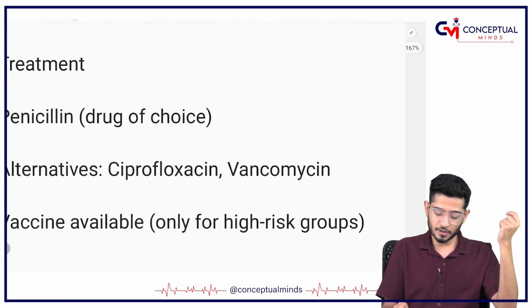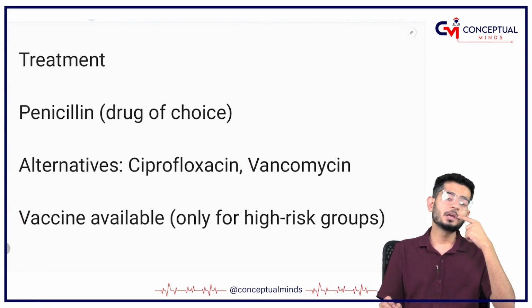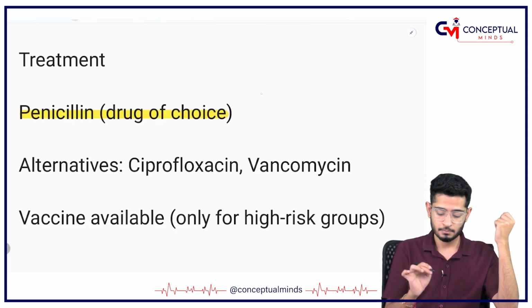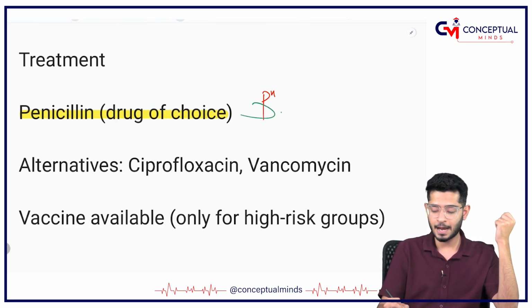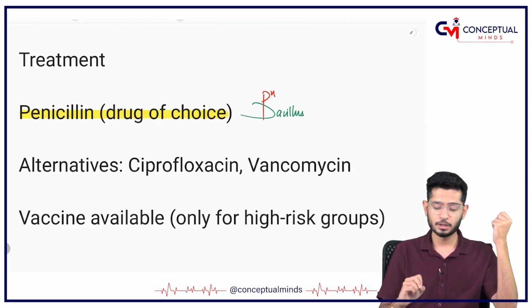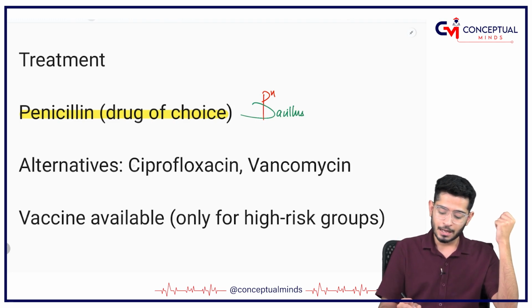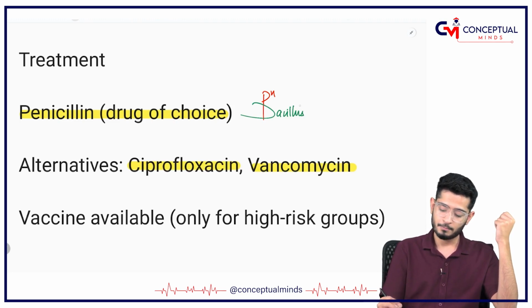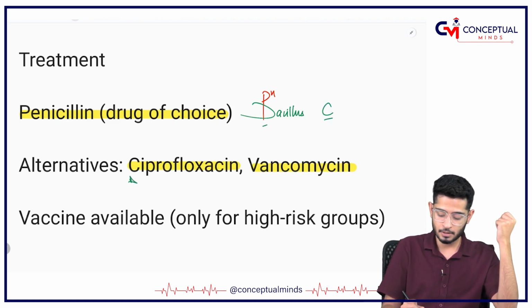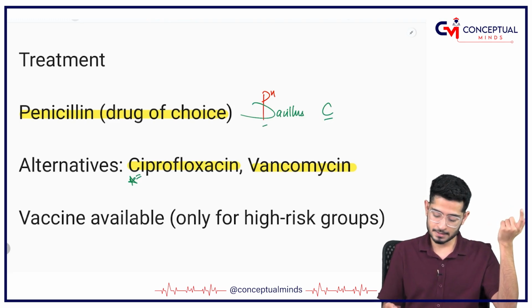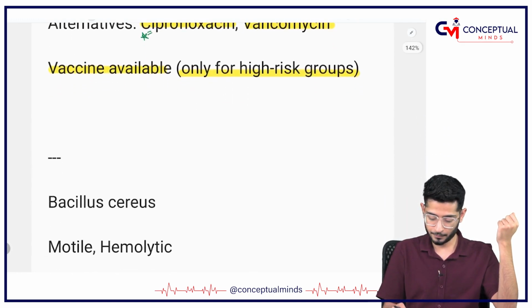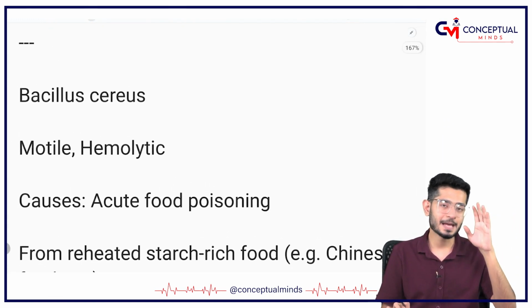Okay. What is the treatment? How will you treat anthrax? In order to treat anthrax, the drug of choice is penicillin. Why? How to remember? See, P for penicillin, and if you add one curve, it will become B for bacillus. So, you will give penicillin. Then other things are ciprofloxacin and vancomycin, which you can give. So, remember bacillus, B and C come together, C for ciprofloxacin and vancomycin. Vaccine is available for anthrax, but only for high risk group of people. Okay. So, this was about the Bacillus anthracis.